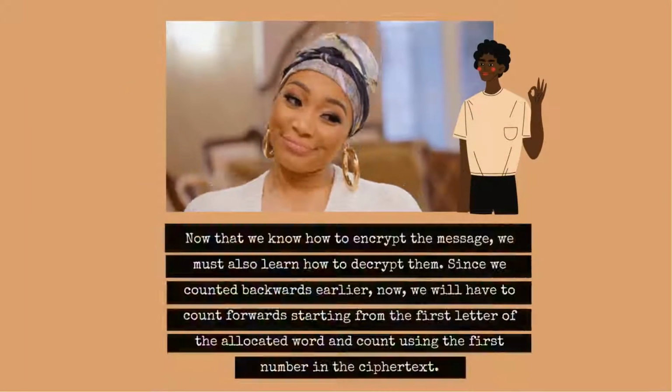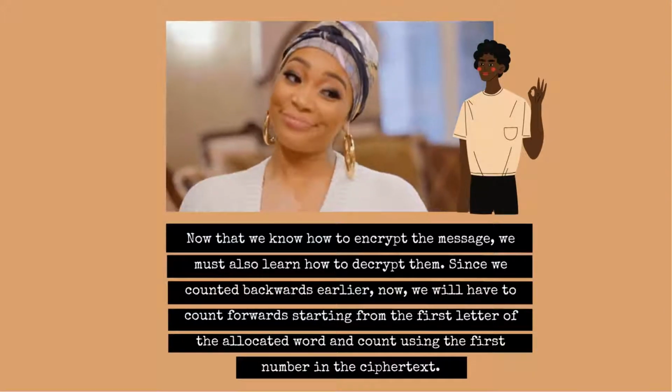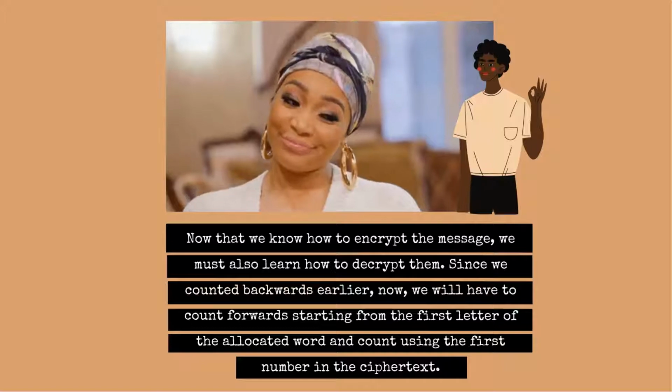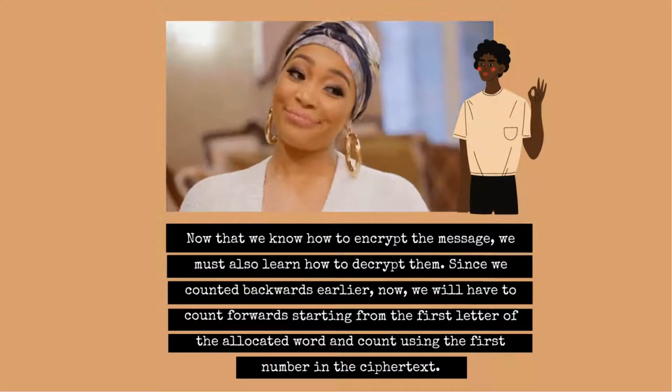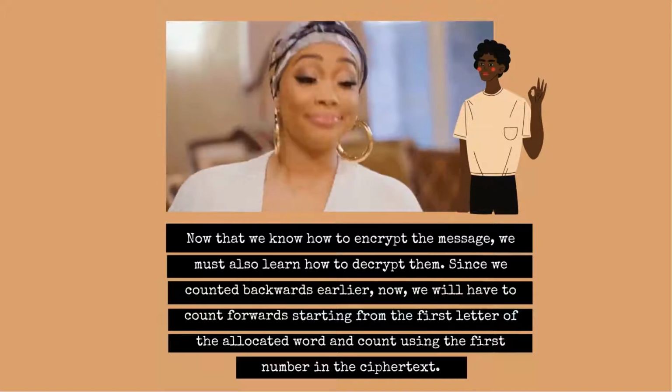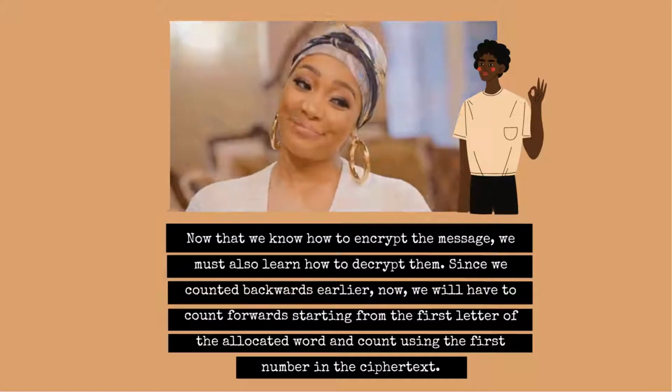Now that we know how to encrypt the message, we must also learn how to decrypt them. Since we counted backwards earlier, now we will have to count forward starting from the first letter of the allocated word and count using the first number in the ciphertext.